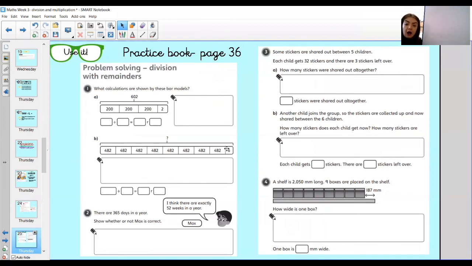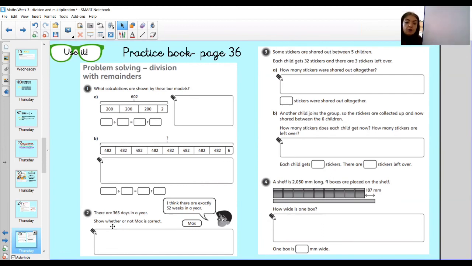Here, they've given you the parts. You need to work out what the whole is. Again, nothing too scary. We've done that already this morning. If you do get stuck, you can just rewind and go back to where I show you how to do this before each question. If you need a little bit more practice, that's absolutely fine.